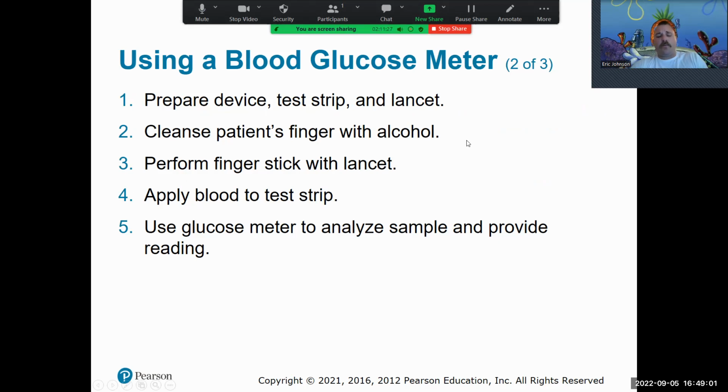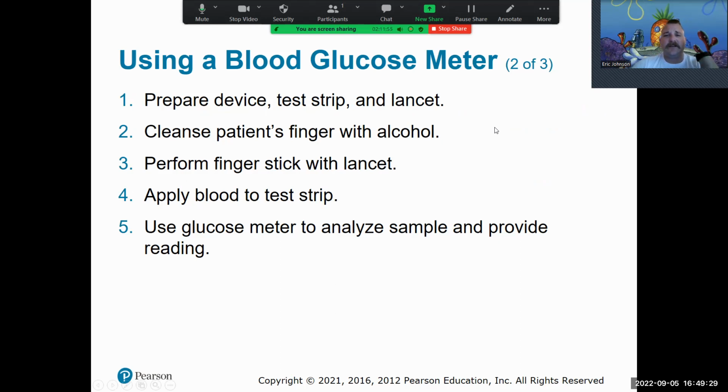So this is one of those skills that is best prepared and practiced in person. I'll run through the steps very quickly, but this is not going to be something that I would expect you to sit down and memorize and listen to over and over and over. So when we're using a blood glucose meter, we're going to prepare the device, make sure that our strip is good to go, and check the strip bottle to make sure that they're not expired, and make sure that our lancet is prepped.